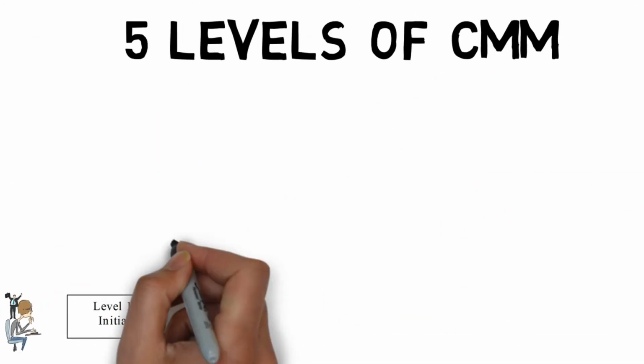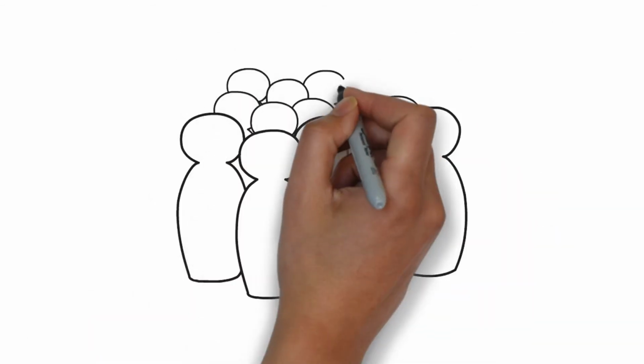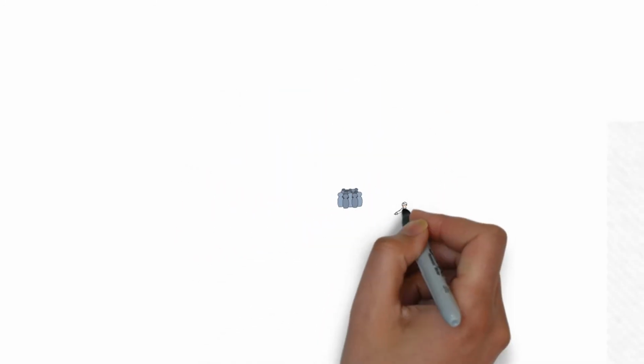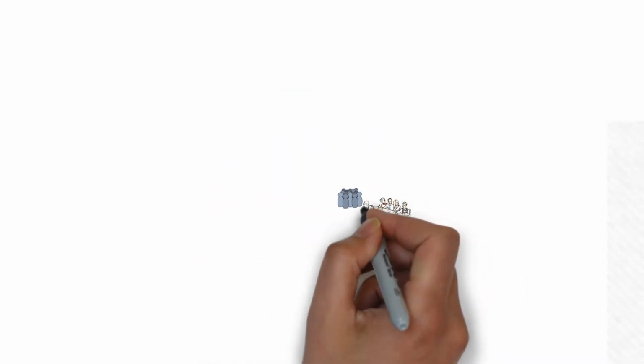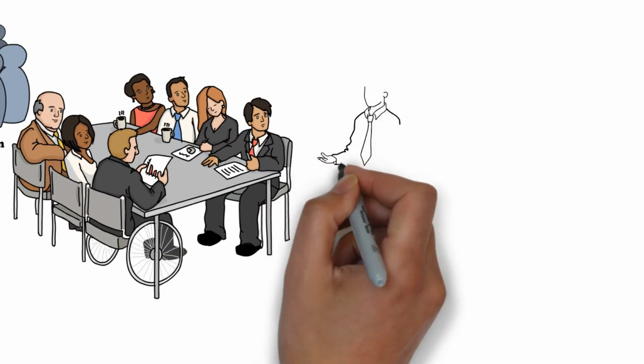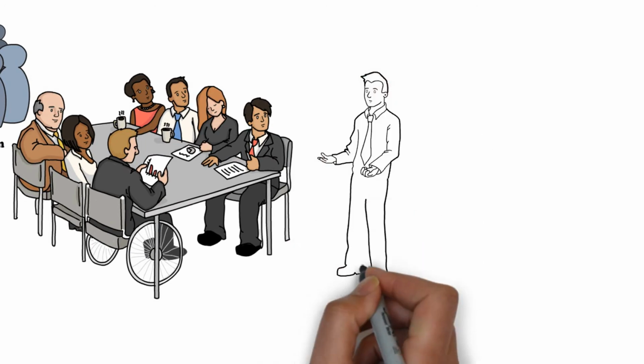So the second level is repeatable. It does not depend exclusively on individuals. Staff works as one organization. The required input and output of the process are clearly identified. And also, it has a clear schedule and budget, which makes the process repeatable to reach their goal.